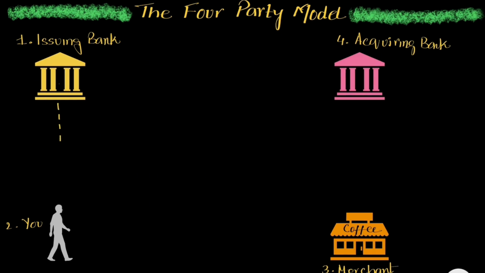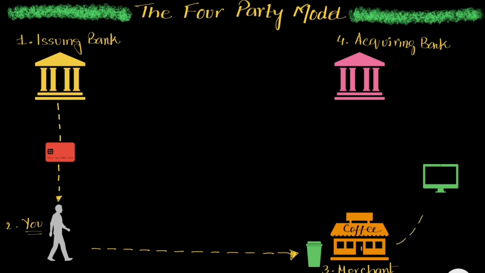First of all, the issuing bank has issued a debit or a credit card to you. Now, using this card, let's suppose you want to buy a cup of coffee from the coffee shop. Remember, the coffee shop doesn't have the means to accept your payment right away. So it uses a payment processor or a gateway to which it passes on your card information. The gateway then passes on this information to the acquiring bank to authenticate the card, which means to check whether your card is authentic.